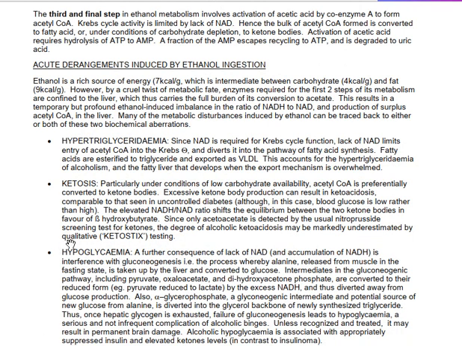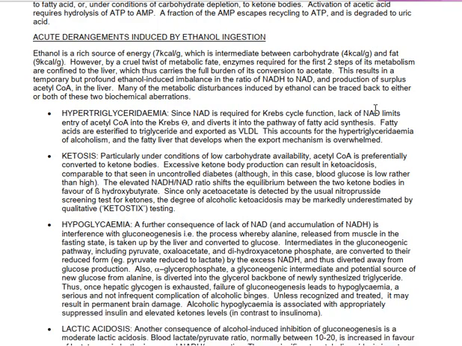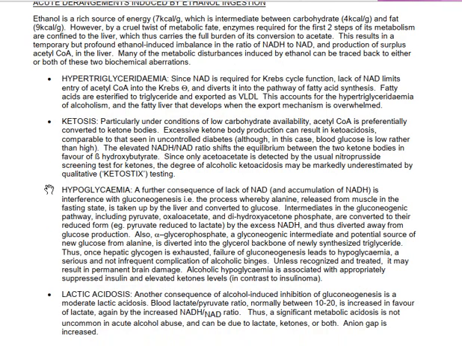Now the next one is hypoglycemia. This is a consequence of the lack of NAD, which interferes with gluconeogenesis, since ethanol also uses too much energy, which is required for gluconeogenesis. That's why you have hypoglycemia, and why every time you drink alcohol you feel as if you want to eat food. So gluconeogenesis is suppressed.